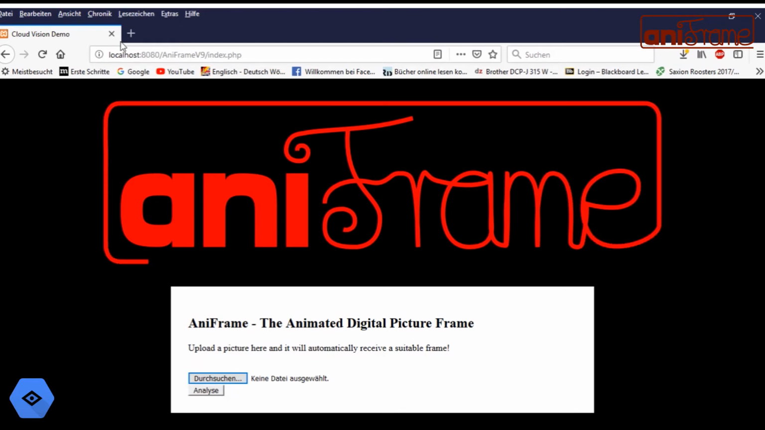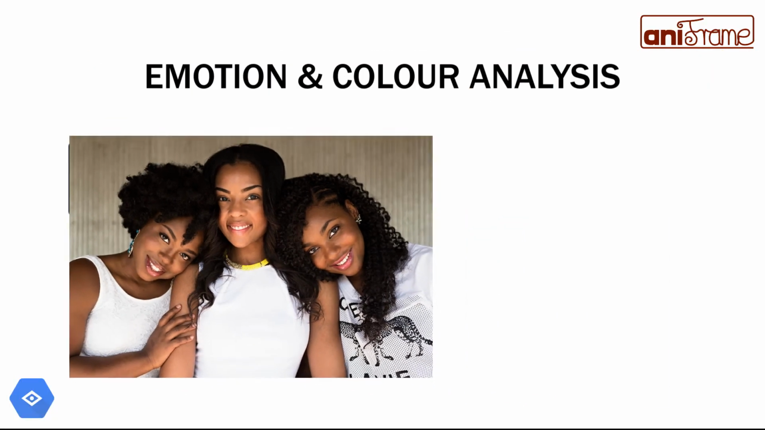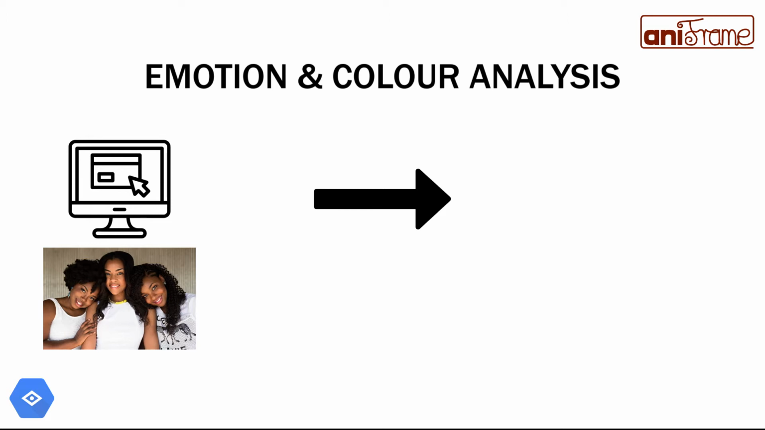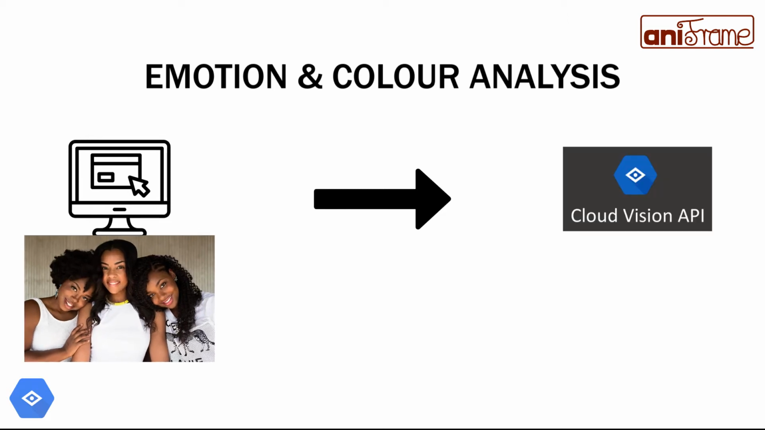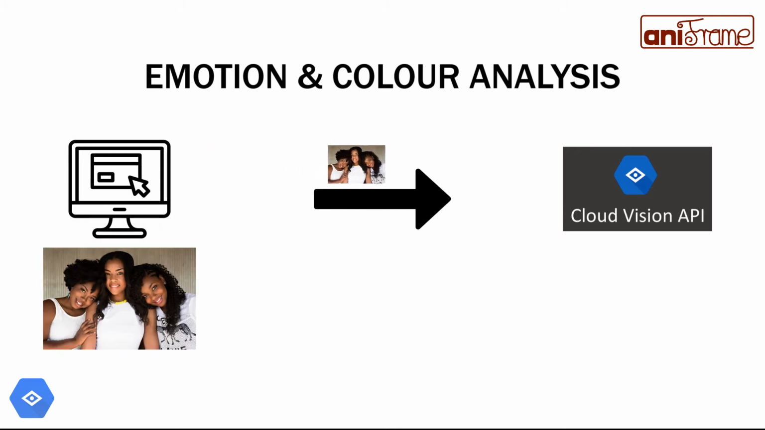This is the AniFrame upload page. When I upload an image from my computer to the website, I want its dominant emotion and top 3 colors to be analyzed by the Google Cloud Vision API. While the upload takes place, the image can be sent to the API with a request of data to analyze using PHP or another compatible backend language.